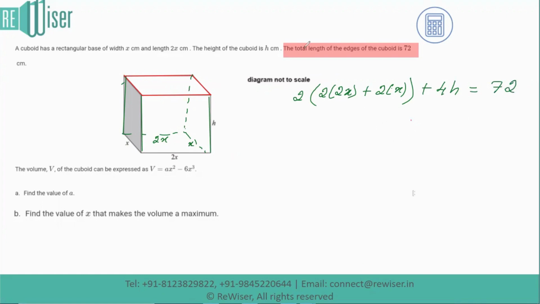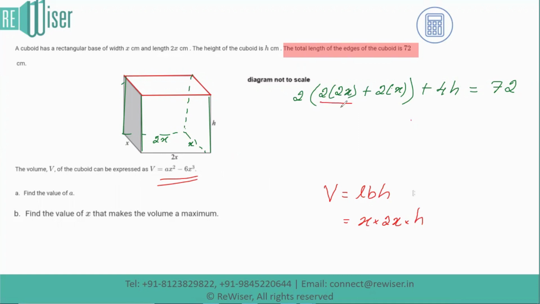Why do we need to make h the subject? If I talk about the volume of a cuboid, it is length times breadth times height. Here the length and breadth could be x and 2x, and the height is h. But we want to show that it is completely in terms of x. So that's why we need to figure out the value of h in terms of x, and that's why we think about making h the subject.